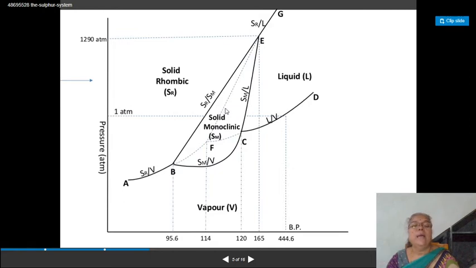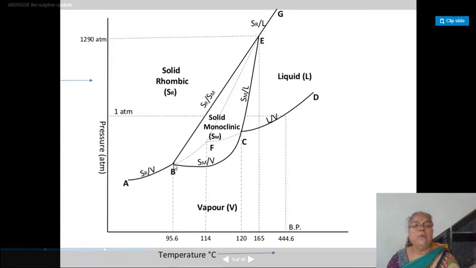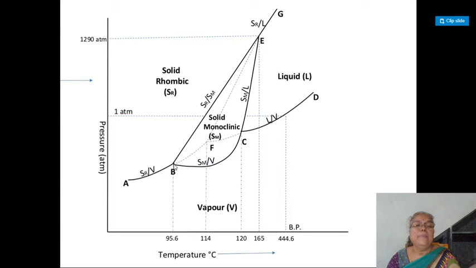That means we can have the two phases by careful approach in one direction only. Then here B point is the first transition point, having temperature 95.6 degrees centigrade, and along this B point rhombic sulfur is in equilibrium with monoclinic sulfur, which is in equilibrium with sulfur vapor. By the application of the phase rule we have degree of freedom equal to 0. That means at this B point we do not have freedom to fix either temperature or pressure or composition.